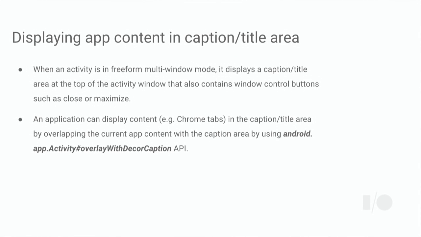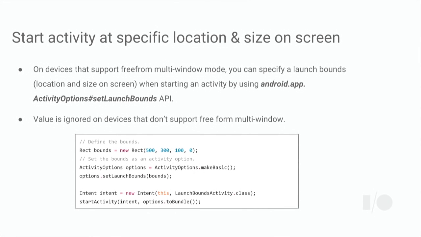In freeform mode, activities are allowed to display content next to the caption/title area using the overlay with the core caption API. You can think about the Chrome tabs you have on your computer, where the Chrome tabs are next to the window control buttons. With this API, you can do something similar. Also in freeform mode, an activity can launch another activity at a specific location and size on screen using the activity option set launch bounds API.